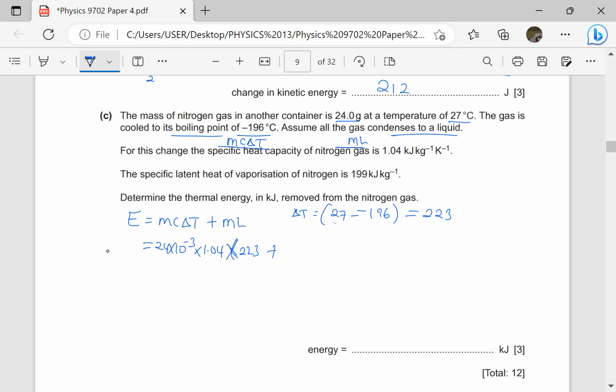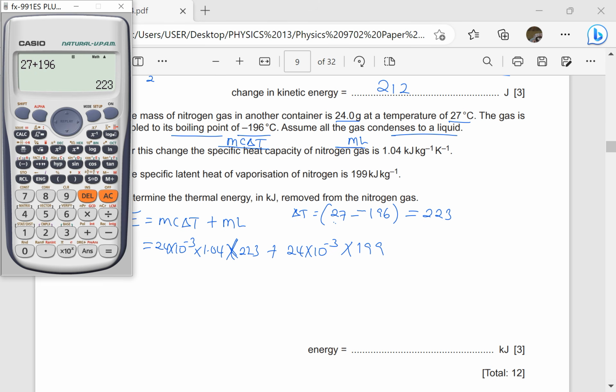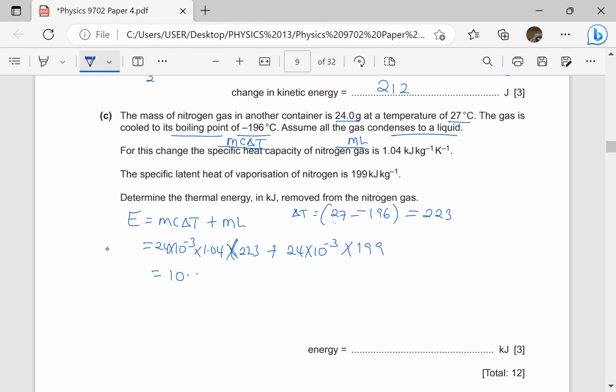the mass is again 24 times 10 power negative 3. The latent heat is 199. So I'll just check my calculator. 24 exponent negative 3 times 1.04 times 223, then plus 199 times 24 exponent negative 3. So I am getting 10.3. So this is going to be 10.3.